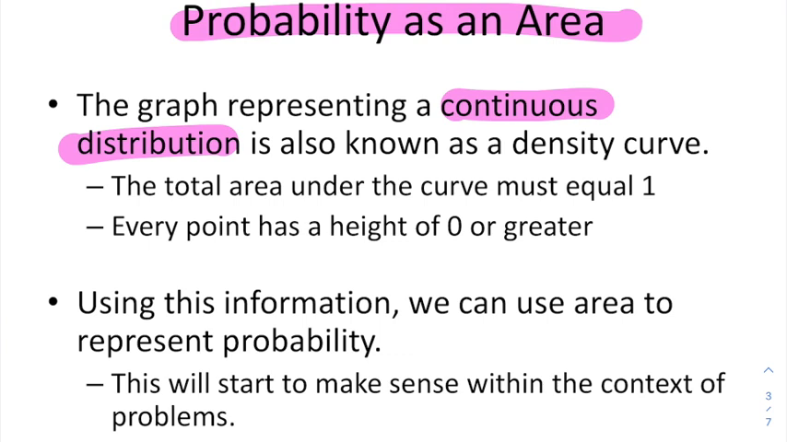The only way to really calculate probabilities with a continuous distribution is to use what's known as a density curve. This is a graph that has an area underneath the curve equal to 1. The height of the ordered pairs in this graph will represent probabilities and must have a height of 0 or greater as a result. By calculating areas of smaller chunks of the graph, we're actually able to calculate probabilities.